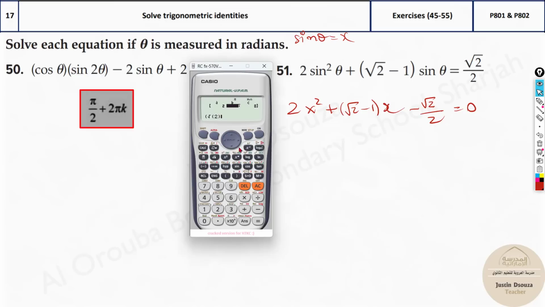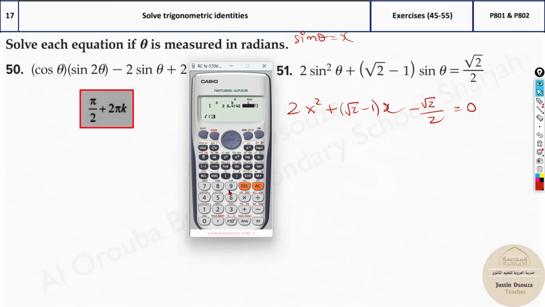It's root 2, close the bracket, minus 1. Now we had opened the bracket initially, I'll close that as well. If you want, you can avoid that first and last bracket because that's not necessary. So that is done. It will automatically compute it, and even over here.